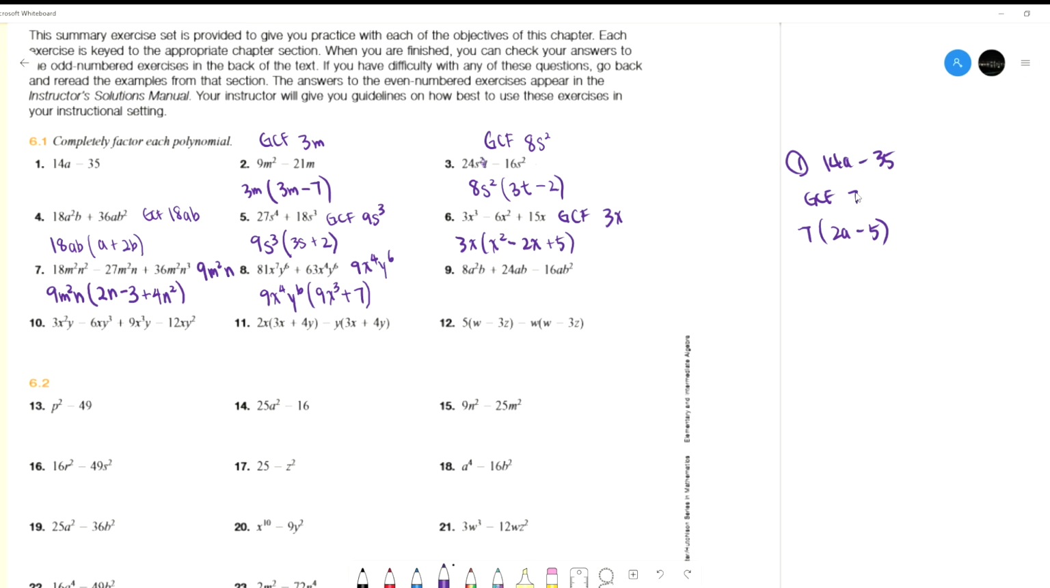So let's see, number 9, I see 8, 24, and 16, right? So I take the smallest of the three and I try to divide it into the other numbers, and if they do, that's the GCF, which it does, right? 8 goes into 24 and 16. So GCF is 8. Then I look for the smallest A and the smallest B. So it's 8AB. So let's factor out 8AB.